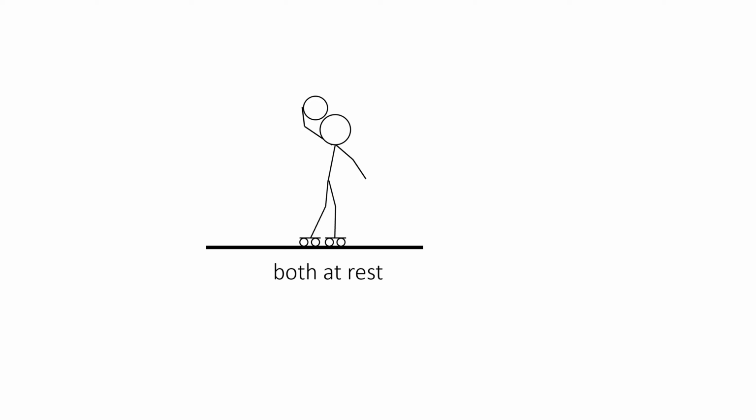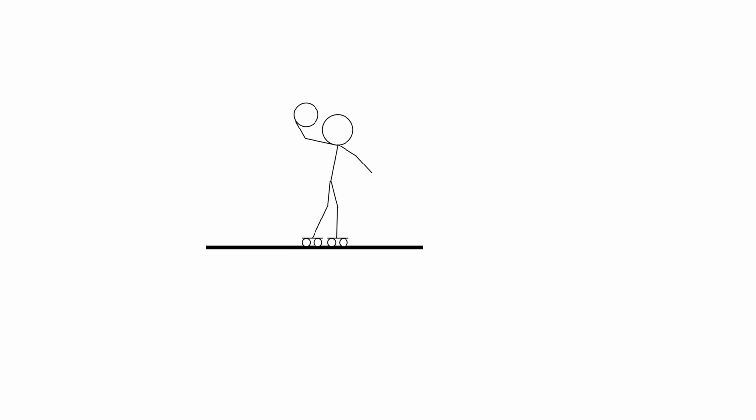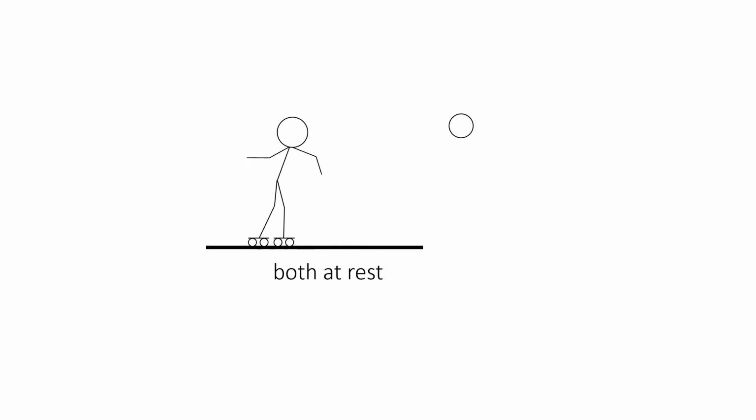Time for our final scenario. A person is on roller skates holding a heavy bowling ball. She heaves it forward, and they move in opposite directions. Let's watch that one more time. They start at rest, and she throws the bowling ball forward.